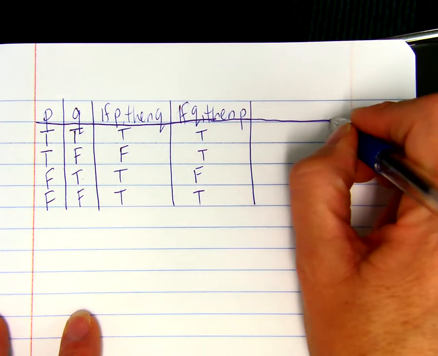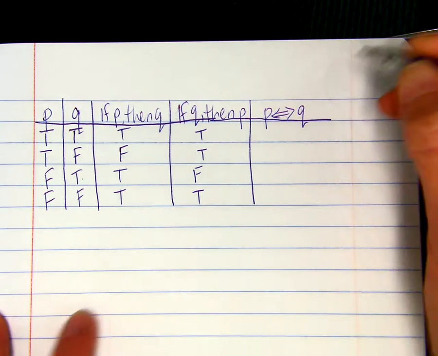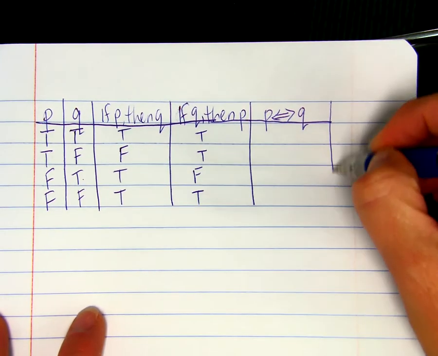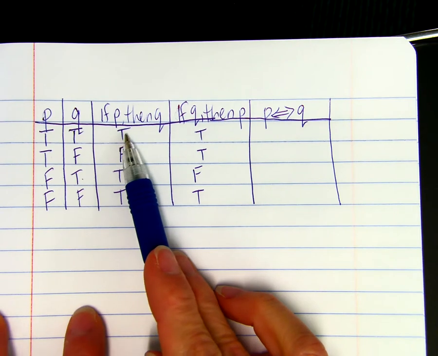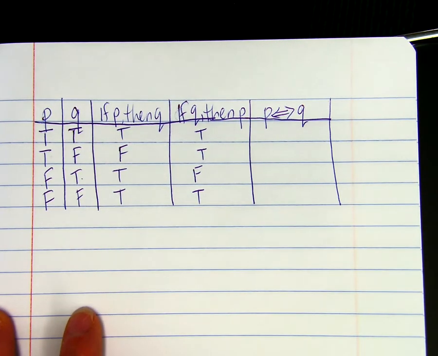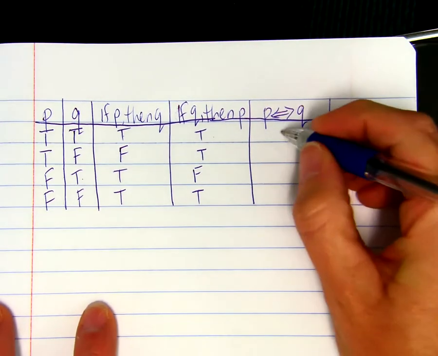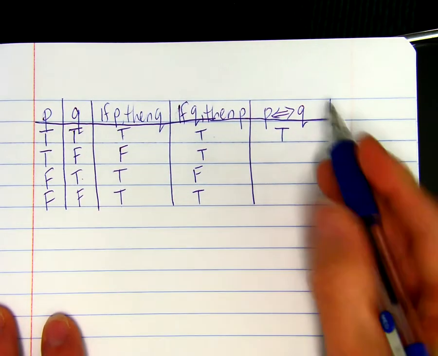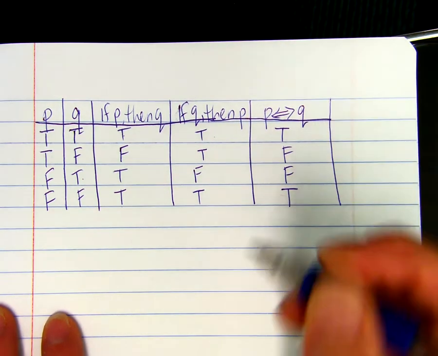And then the if and only if, P if and only if Q, is only true when both the conditional statement and the converse are true. So you can see that these two are true, those two are true, which means these two will be false.